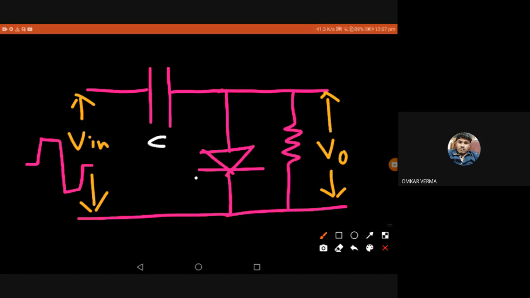See, diode D. Okay. So this is my circuit. So this was what we have analyzed.